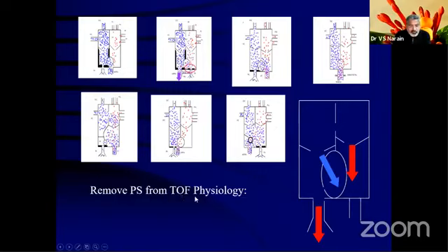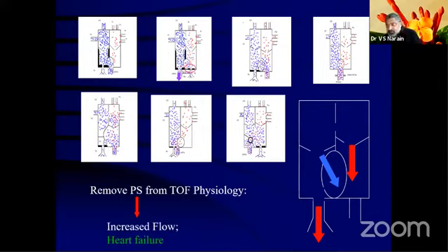Now, if you remove PS from tetralogy physiology, what do you get? You get increased pulmonary blood flow. Because of the mixing, the blood flow in the pulmonary circuit, which was restricted by the PS, is now no more restricted. And therefore, you have more blood going to the lungs and more blood coming back to the heart. And therefore, the heart is loaded and you have increased pulmonary blood flow with heart failure.